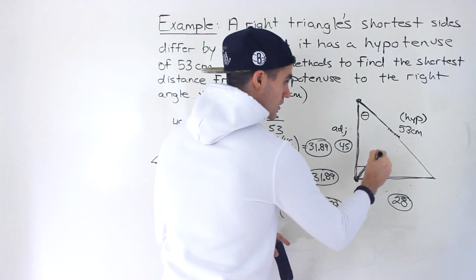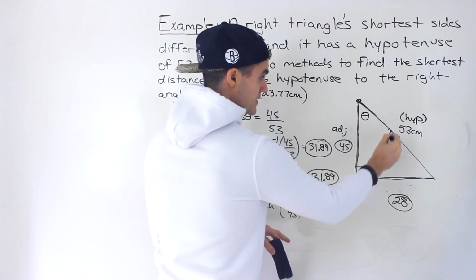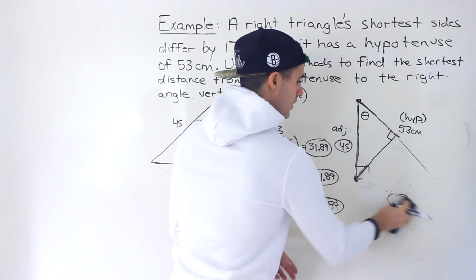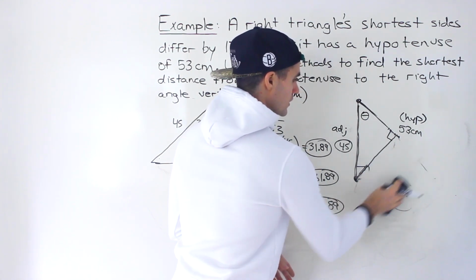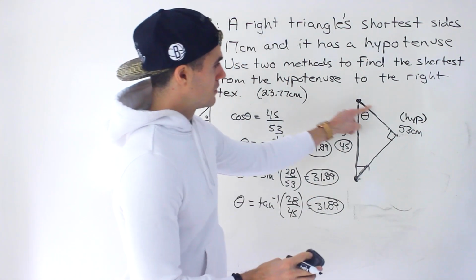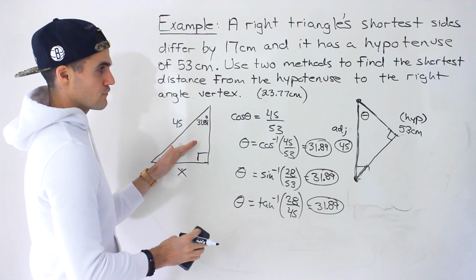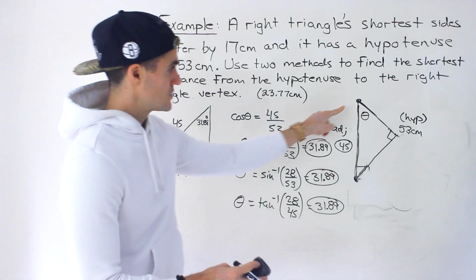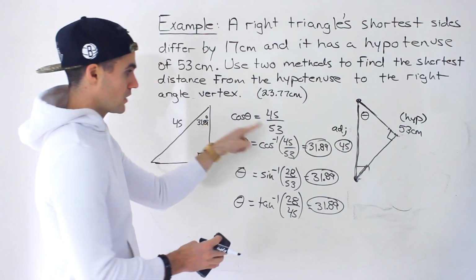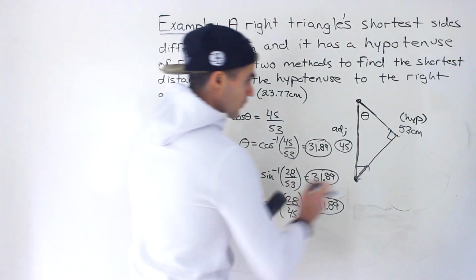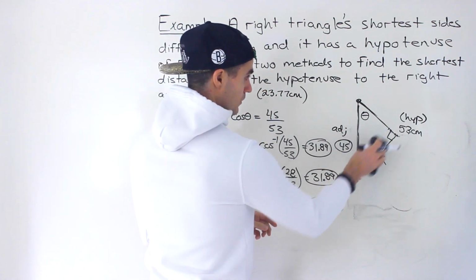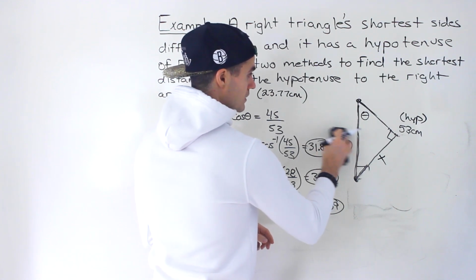So now we're going to be working with this triangle, right? So we could actually get rid of this part of the larger triangle right there. So this is the same triangle that we have right here. And we have this side, which is 45. We have this angle, which is theta, the 31.89 that we just solved for, and we're solving for this x value.